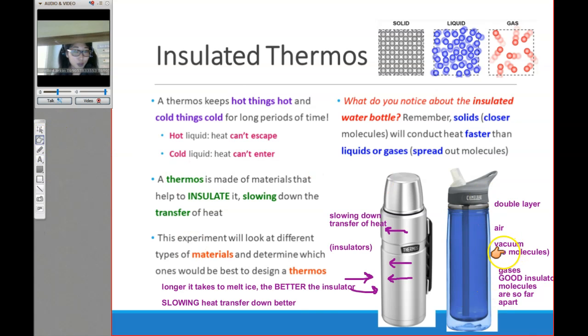Now, if it was a vacuum and there were no molecules, what do you think? Would that be a better insulator or a worse insulator? If there's no molecules at all to transfer the heat, is that a better insulator or a worse insulator? Yeah, it's going to be an even better insulator.